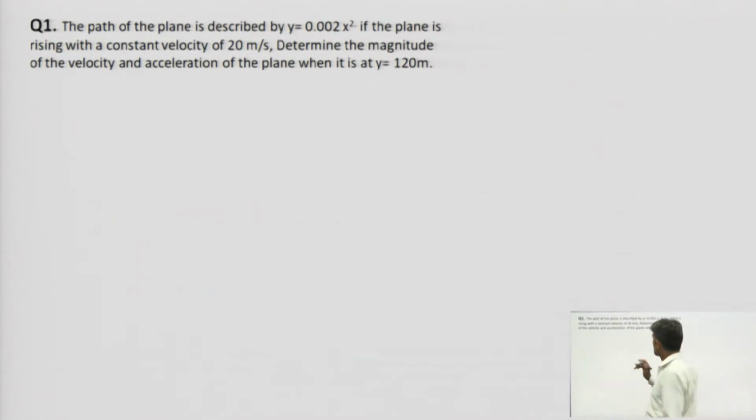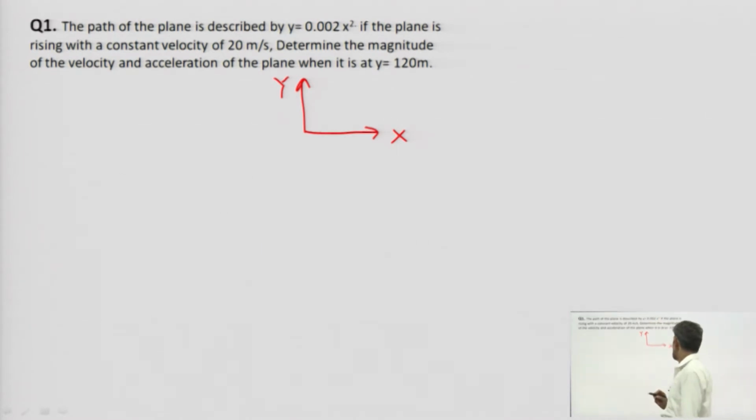So, the first question of today's class is: the path of a plane is described by y is equal to this expression. Here x and y, that equation, the plot, the variation in x and y is given. If the plane is rising with a constant velocity of 20 meters per second, what does it mean?